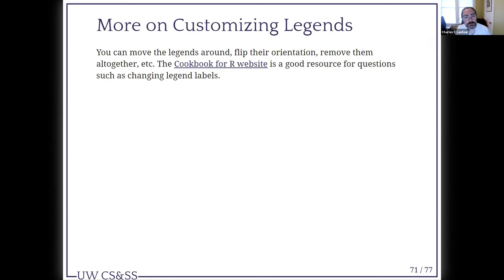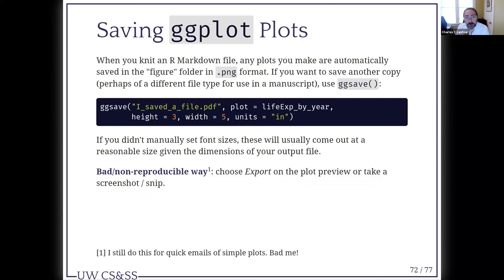Okay, another thing you might want to do. If you make a ggplot in an R Markdown file and you don't have your R Markdown set to self-contained, any plots you make are automatically saved in a figure folder in the same folder as the Rmd, typically in .png format, portable network graphics, okay? PNGs are a nice lossless image format, good for general images, okay?